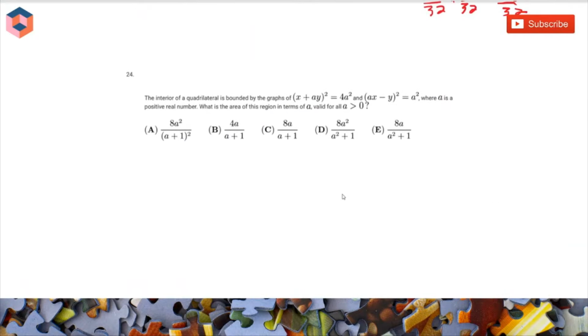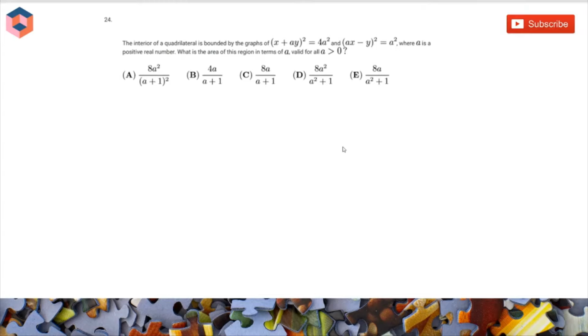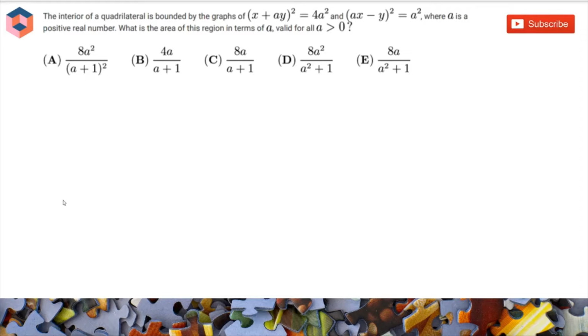Problem number 24. The interior of a quadrilateral is bounded by the graphs of (x + ay)² = 4a² and (ax − y)² = a², where a is a positive real number. What is the area of this region in terms of a, valid for all a greater than 0? The best way to solve this problem is to assume different values of a. Now there might be a more rigorous way, but the most practical way is probably plugging in values of a.